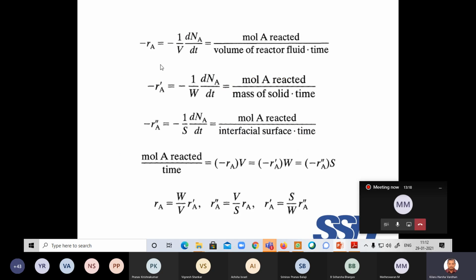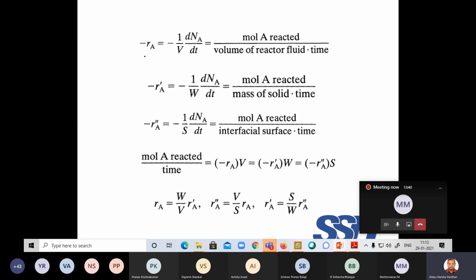This we already discussed. You can write the rate based on the volume of the reacting fluid, or mass of the solid, or interfacial area or interfacial surface, or mass of whatever you want. So generally we use this expression.